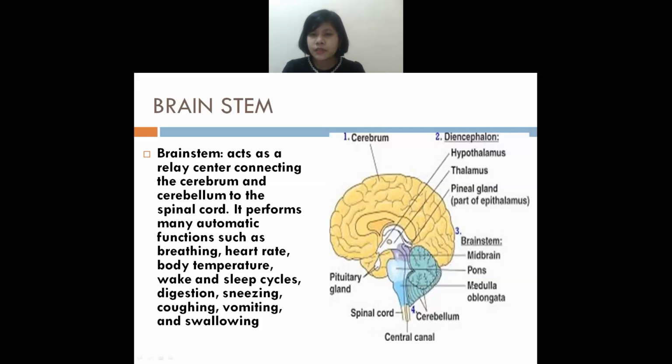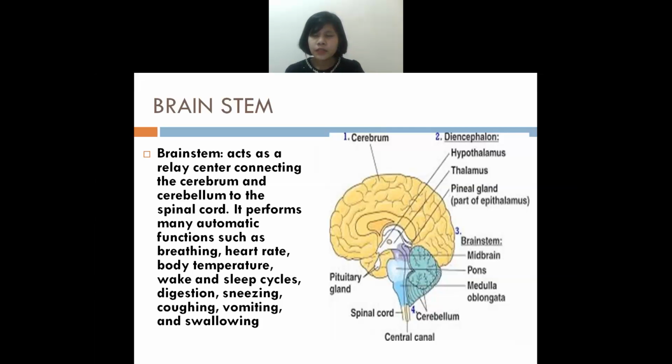So what is the function of the brainstem? The function of the brainstem is that it helps you in performing automatic functions. Automatic functions, for example, breathing. You breathe automatically. No one is telling you to breathe. It occurs automatically. And also your heart rate. Your cardiovascular system is also controlled by the brainstem.